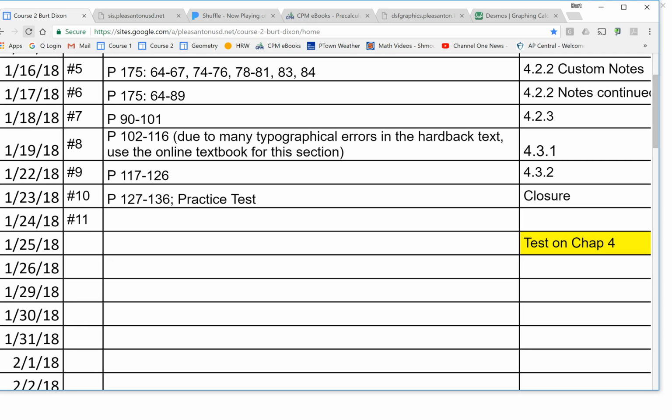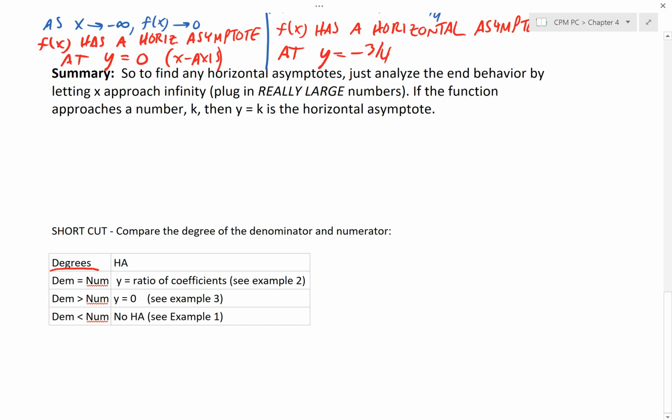Sure. Can you go back to the home? I can't be on both at the same time.